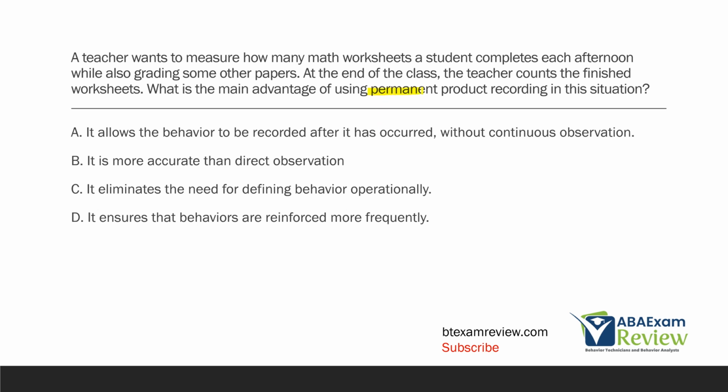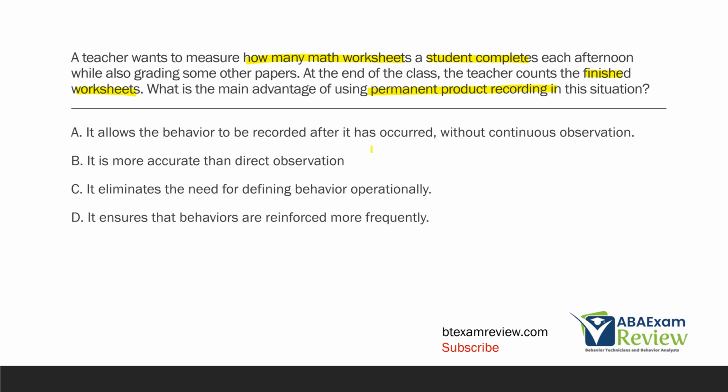In this case, we're using permanent product recording, which means we aren't necessarily measuring the behavior, but rather what the behavior produces, or the outcome. So this teacher wants to measure how many math worksheets the student completes, and they also want to grade other papers. So the teacher doesn't want to have to watch the student complete the worksheets, but at the end of the class, they can count how many worksheets were done. What is the main advantage in this situation of using permanent product? A, it allows the behavior to be recorded after it has occurred without continuous observation.